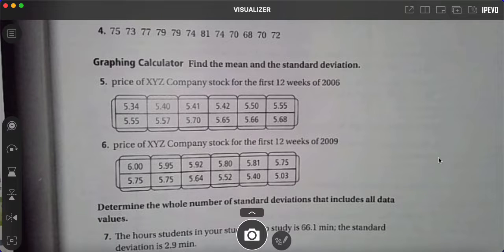So 2, 4, 5, and 6. Can I borrow someone's calculator? Who would be? Here. Take it off my hand.